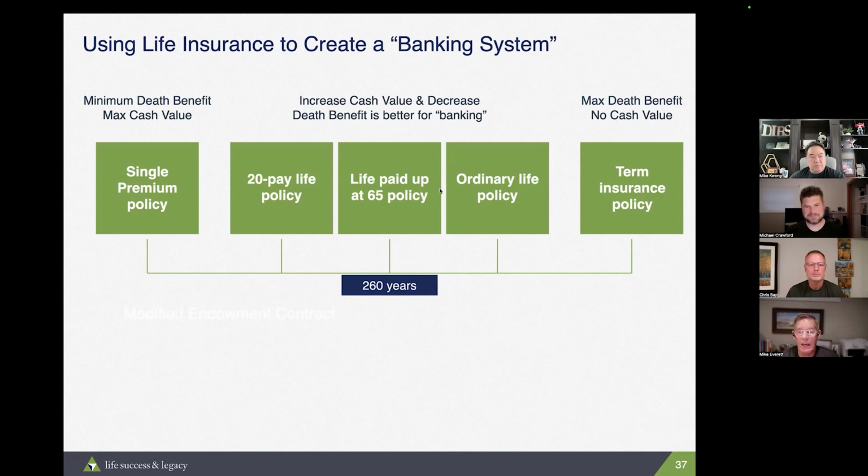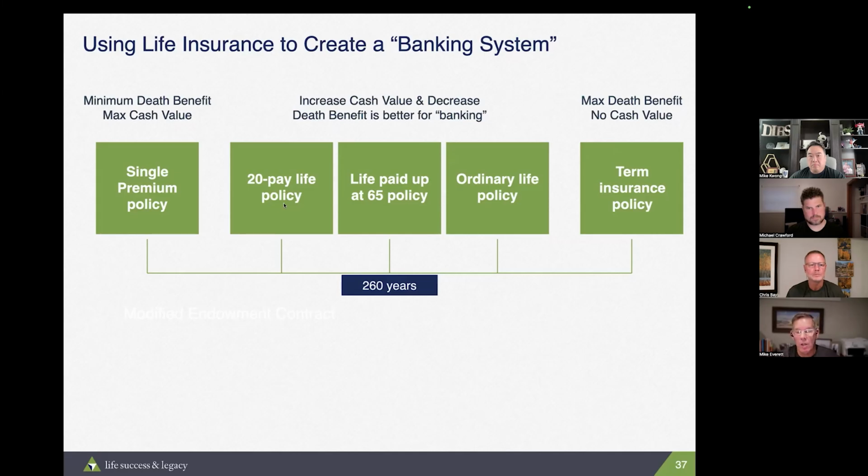Those are really a few of the ways, but here's the crazy thing. Ordinary life is really whole life insurance. You pay the premium for your whole life. I can't say it any different. Life paid up at 65, you pay the premium to age 65, and 20-pay life, you pay it for 20 years. It's that simple, okay?